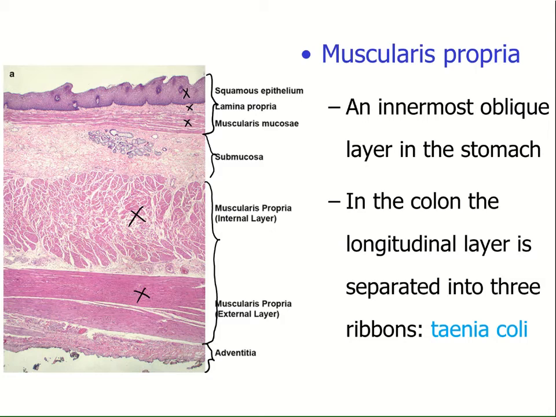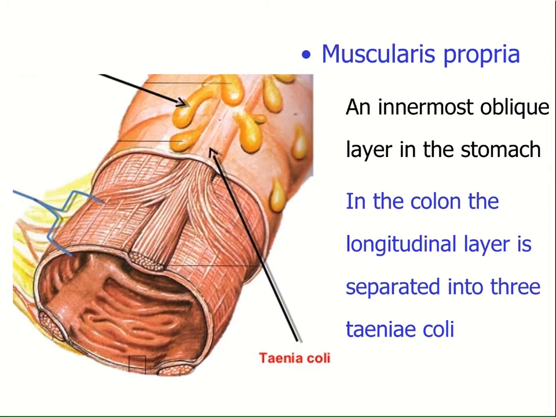When it comes to the wall of the stomach, in the muscularis propria, there is an innermost oblique layer, other than the inner circular and outer longitudinal layers. When it comes to the colon, the longitudinal layer has separated out into three ribbons, which are called taenia coli. Taenia coli is an identification feature of the colon.